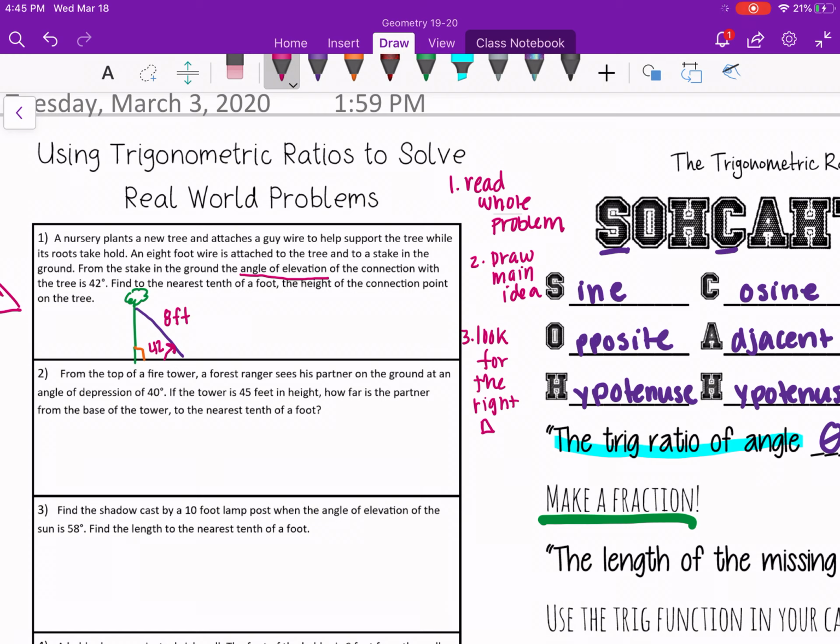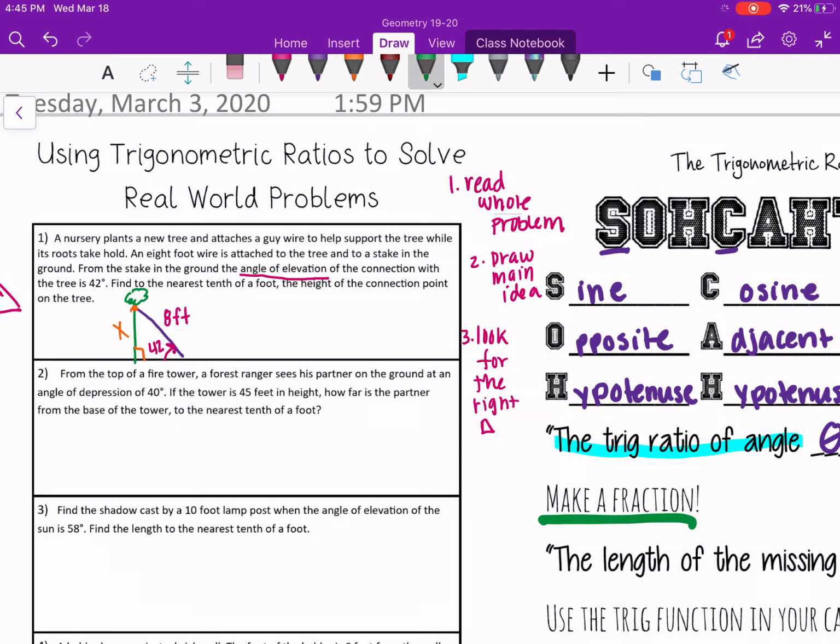It says find to the nearest tenth of a foot the height of the connection point on the tree. So where does this wire meet the tree? This distance x is what we're looking for. Once you've drawn that picture, then you should be good to go, because then it's just a basic solve for the missing side or solve for the missing angle problem that you're familiar with.